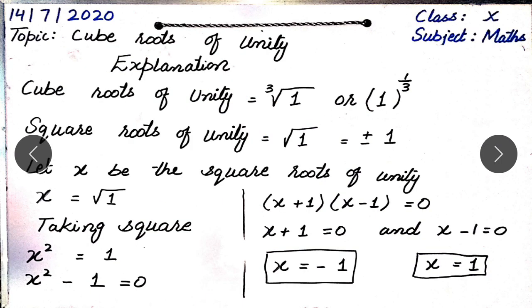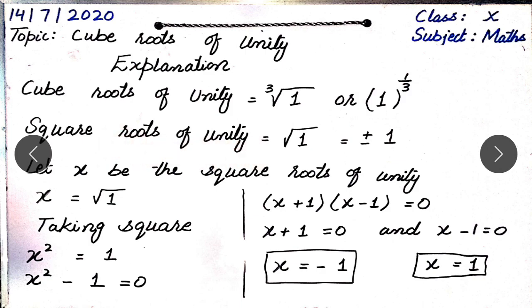So this was question number 4, and here we are done with exercise 2.1. Now we have to go ahead with the next topic, cube roots of unity and their properties. This is exercise 2.3. First of all, let's go with the explanation of the topic. Cube roots of unity. According to this topic, unity means 1, and cube root is taken here. This is a cube root. We can write this in exponential form as 1 raised to the power 1 upon 3.